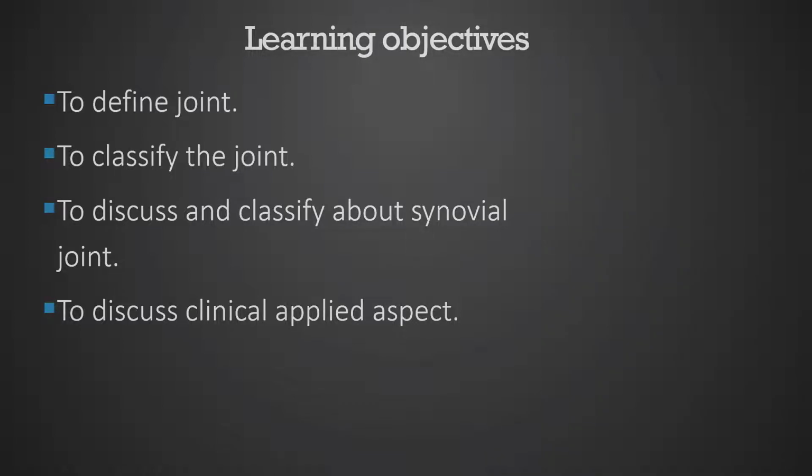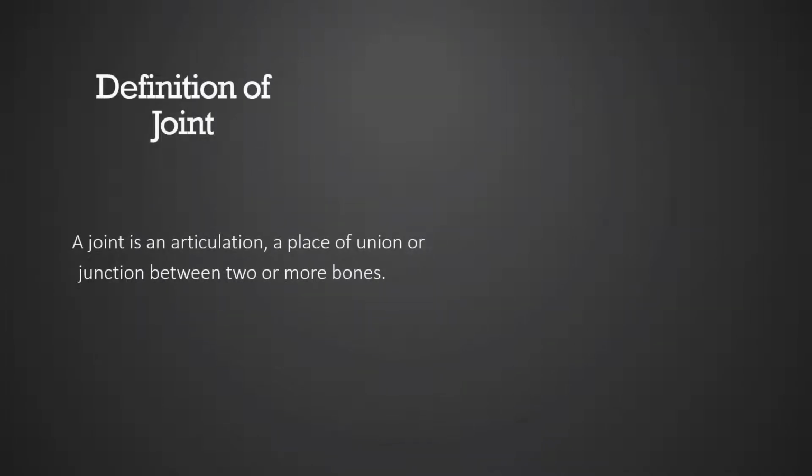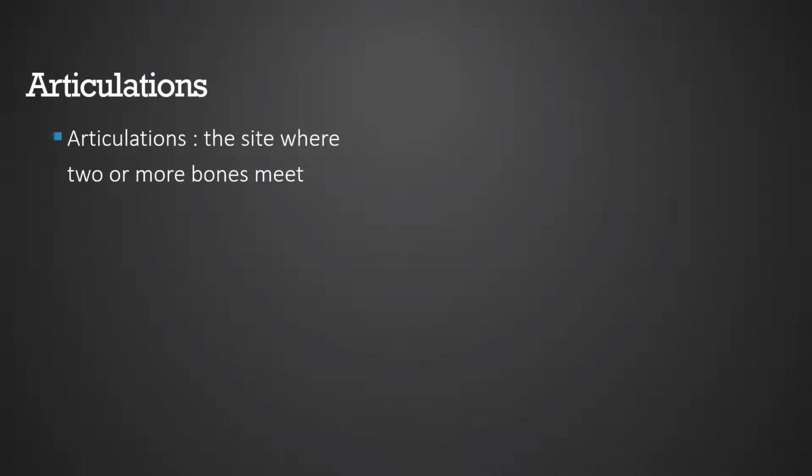Now, talking about the proper definition is what you actually require in your examinations. So, the joint is an articulation or a place of union or a junction between two or more bones, right? So, what's an articulation? Basically, articulate means to meet, right? So, articulation is the place or the site where two or more bones meet.